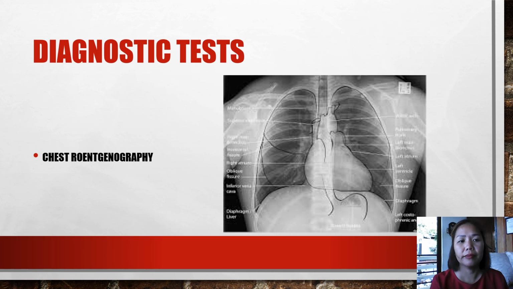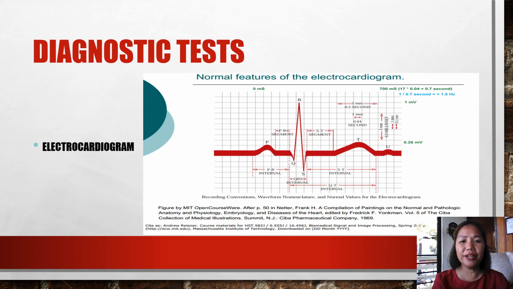Another diagnostic test used is the electrocardiogram. It is a test that measures the electrical activity of the heart. This is a very important diagnostic tool in determining heart rate, abnormality of rhythm, and determining the relative sizes of the chambers. The different waves in the ECG are the P wave.